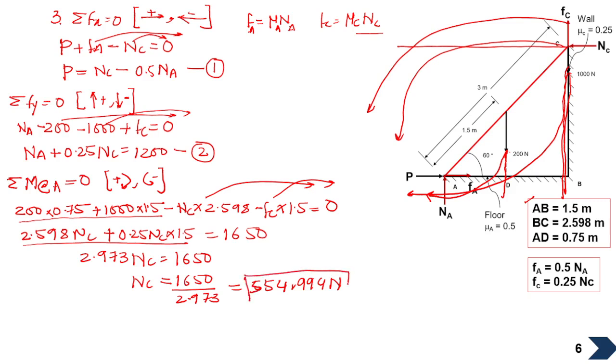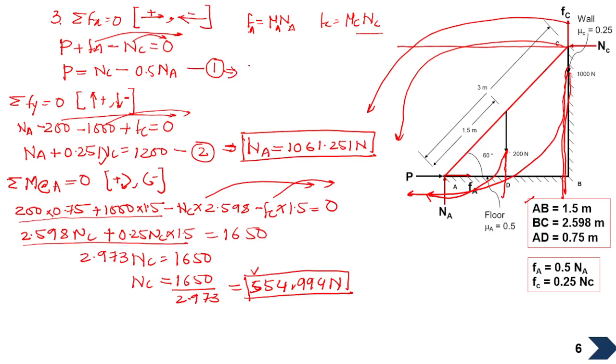If we put the value of NC in equation 2, and solve, you'll get the value of NA as 1061.251 Newton. Similarly, if we put the values of NA and NC collectively in equation 1, we will get the value of P. So the value of P, if we solve it, you will get as 24.363.